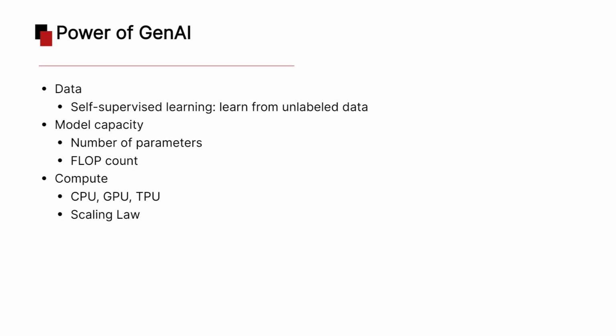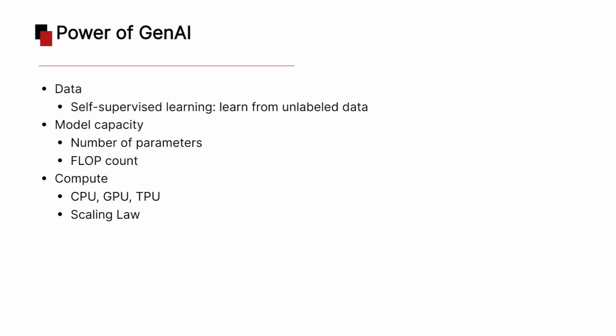Let's talk about what truly powers today's generative AI. It comes down to 3 pillars: data, model capacity, and compute. First, data. Generative AI thrives on self-supervised learning. This means the model can learn patterns and relationships from vast amounts of unlabeled data. Think of predicting the next word in a sentence, the missing patch in an image, or the next note in a melody. The beauty here is scale. Since most data in the world is unlabeled, this unlocks orders of magnitude more training material compared to traditional supervised learning.